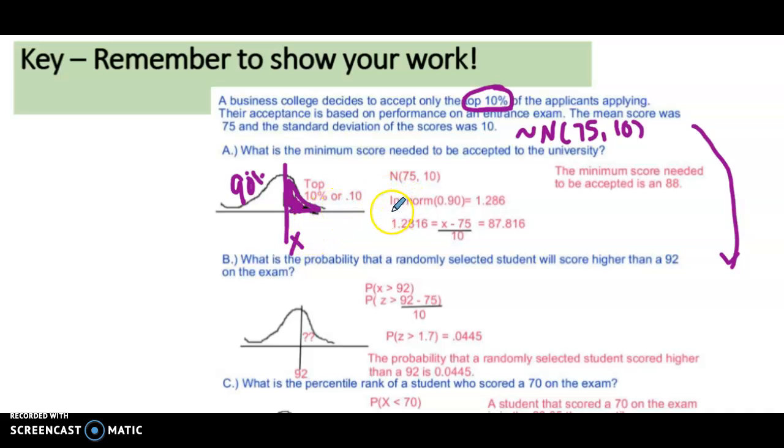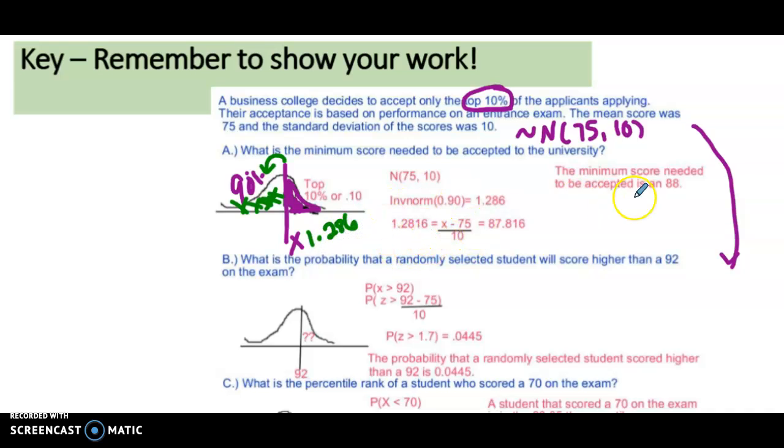On your graphing calculator, you're going to use inverse norm. Remember, inverse norm is like the opposite of the normal CDF. Instead of taking the z-score and getting the probability, we're now giving the calculator the probability and it gives us the z-score. So you're going to do inverse norm of 0.90, because when you do this, it always gives you the area to the left. The area to the left is your 90%. So this z-score is going to be 1.286.